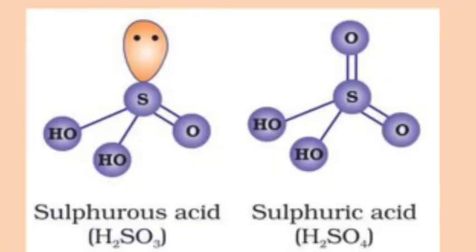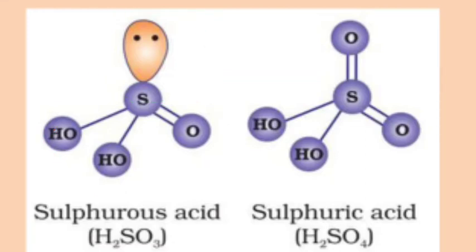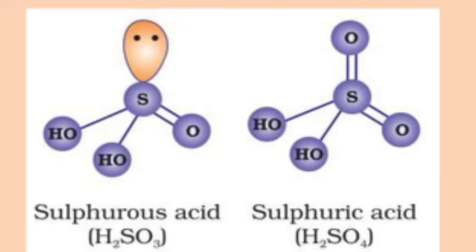The first oxo acid of sulfur which we want to study is sulfurous acid. See the formula, H2SO3. What about the structure? It contains one S double bond O and two S-OH bonds with a lone pair of electrons. The next one is sulfuric acid. Here the same structure, but the only thing is the lone pair of electrons becomes a double bond O.